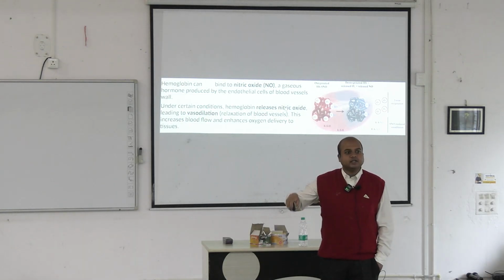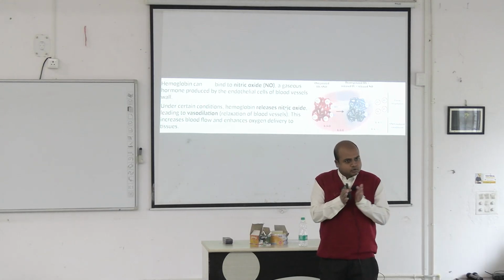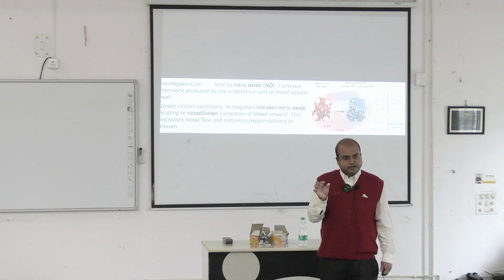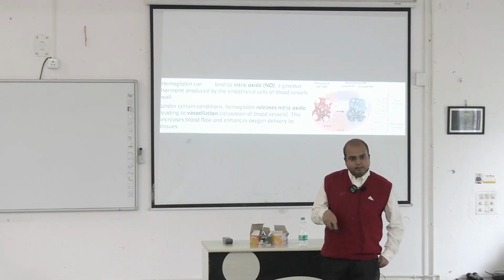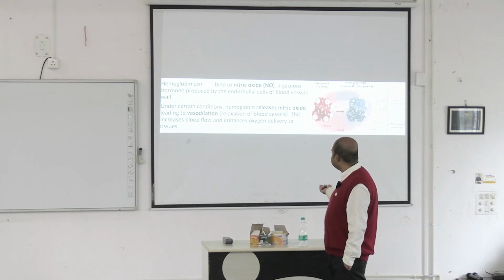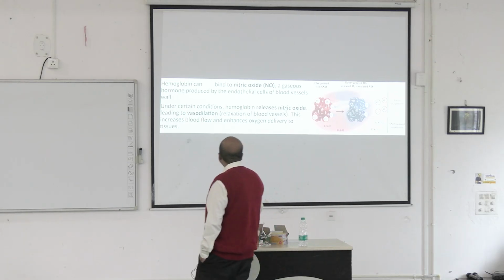So when hemoglobin releases oxygen to the tissues, it releases nitric oxide also, and that is its physiological role. So vasodilation occurs and oxygen delivery becomes easier. Along with oxygen, nitric oxide is also released, you remember it simply like this. So this increases blood flow and enhances oxygen delivery.